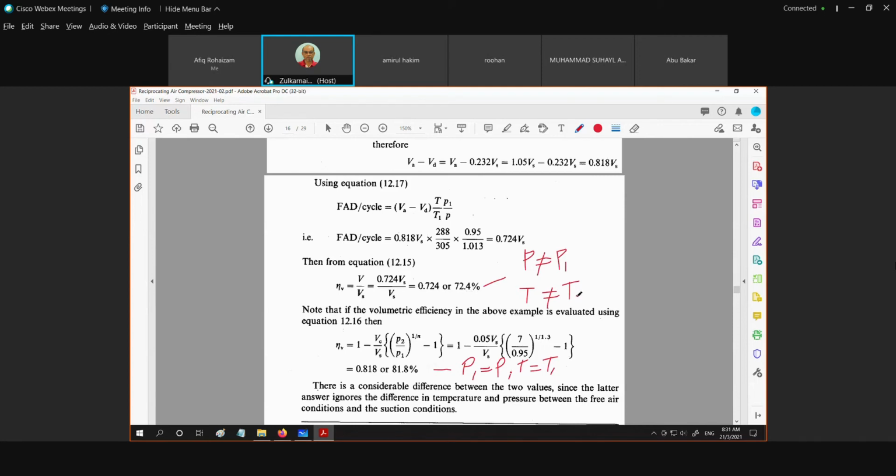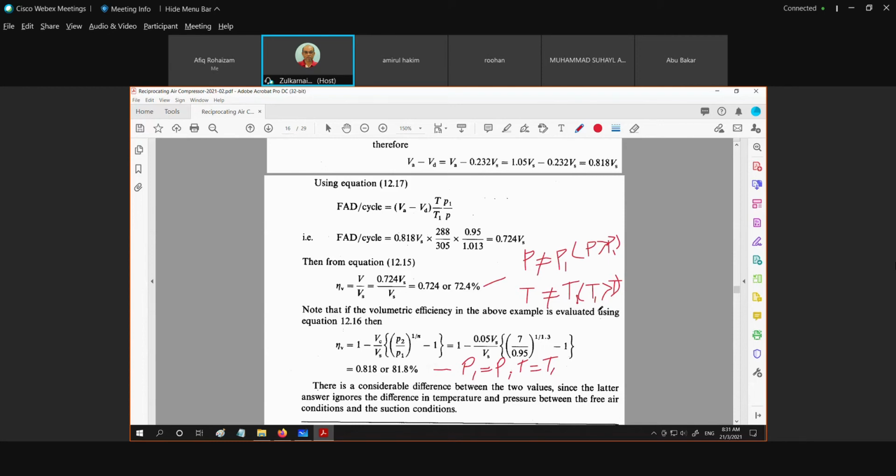Okay? And always ingat, the P should be greater than P1 and the T1 should be greater than T. Ini selalu yang kita akan dapat lah. Okay? So that is volumetric efficiency.